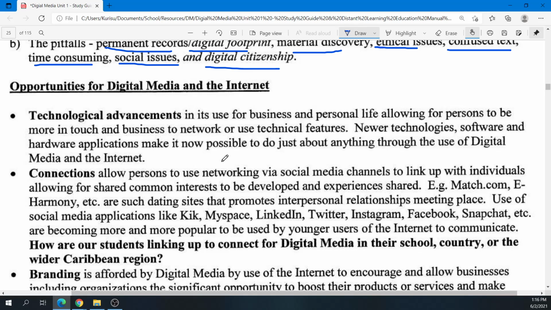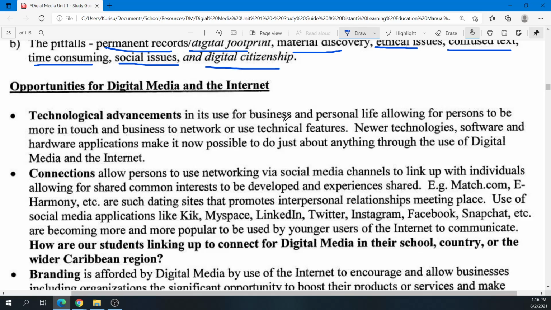So maybe they can even create a website to do online shopping where their customers can do good. They can offer the services online, online shopping. So there's a lot of benefits.